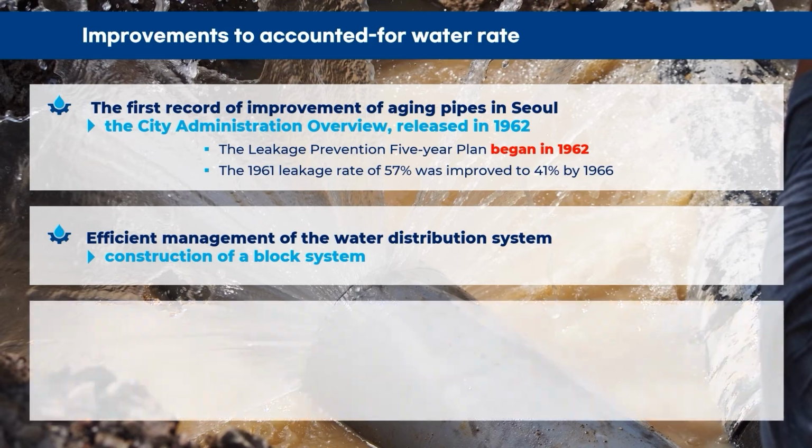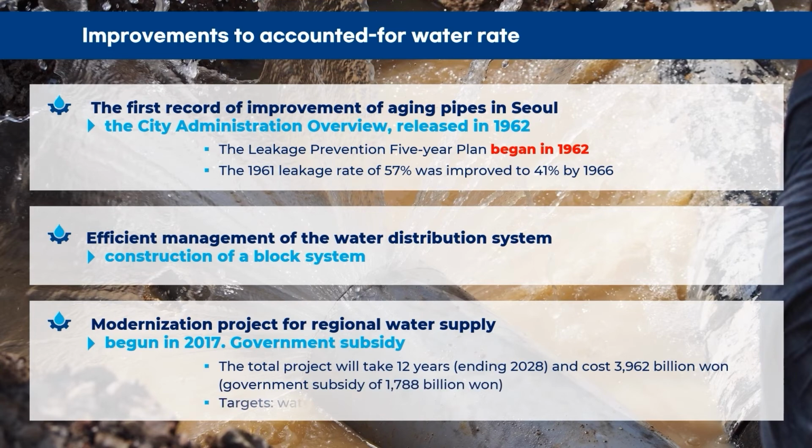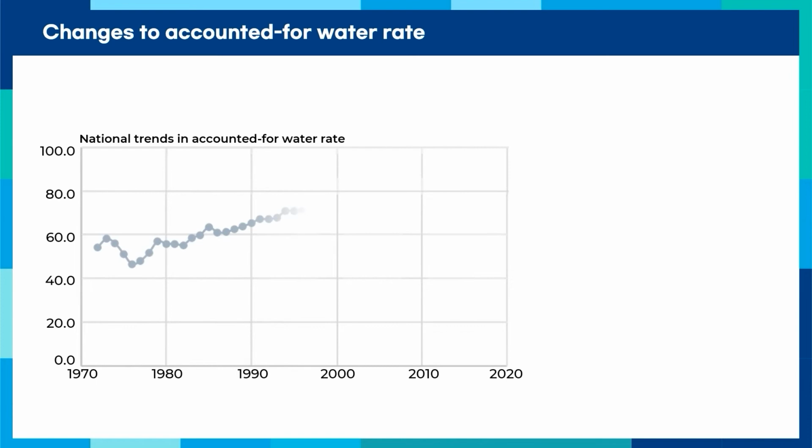The current plan is to set a total project cost of 3,962 billion won for 12 years until 2028, of which the state subsidizes 1,788 billion won, with the remaining money being covered by local governments. The accounted for water rate improved from 54.3% in 1972 to 85% in 2019.